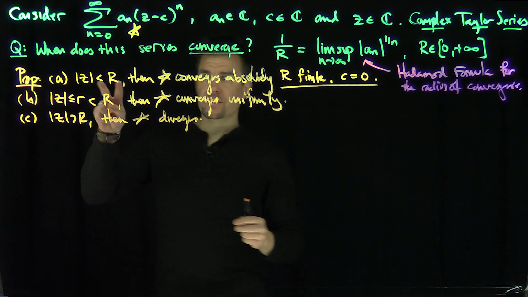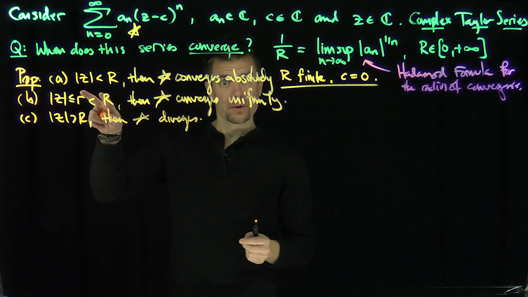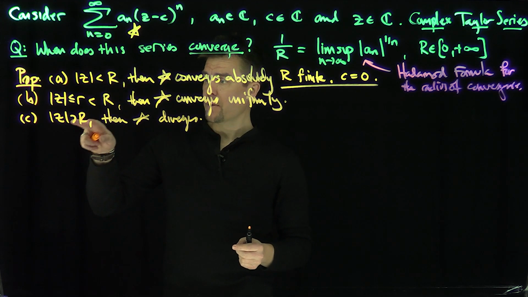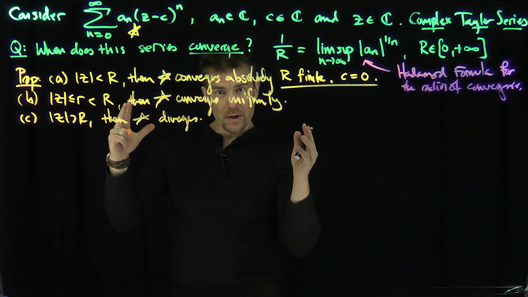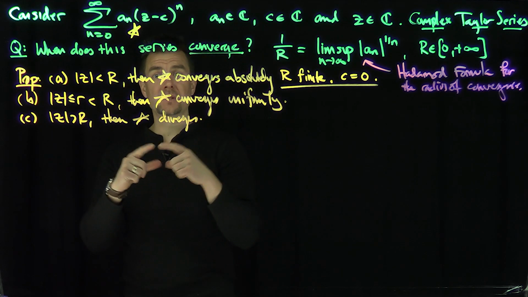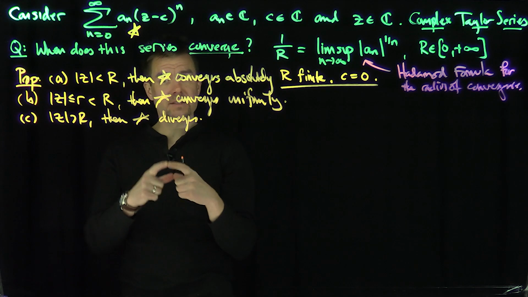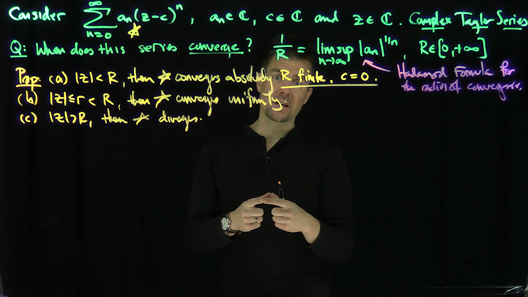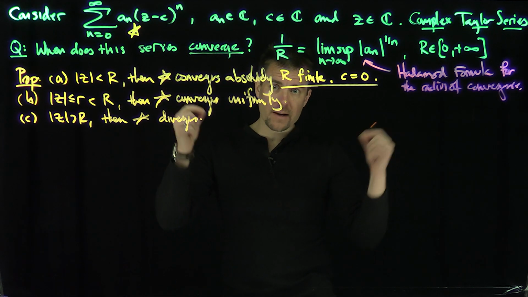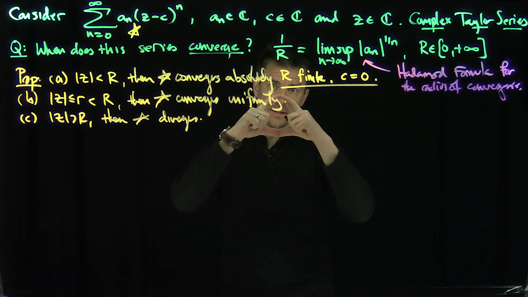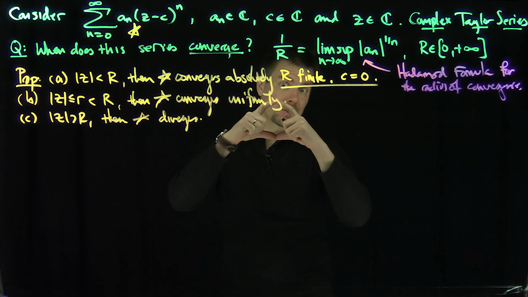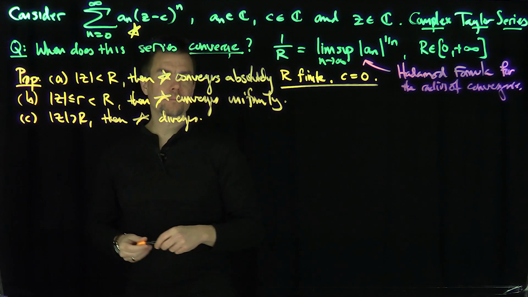Now remember that the modulus of z less than R is an open disk of radius R. The modulus of z greater than R is the complement of a closed disk. So I'm not telling you anything about what happens when the modulus of z is equal to R. That's very similar to the case when you did Taylor series in Calc 2, when you have to worry about the endpoints. Now I have to worry about the endpoints of this disk, essentially a circle of radius R.